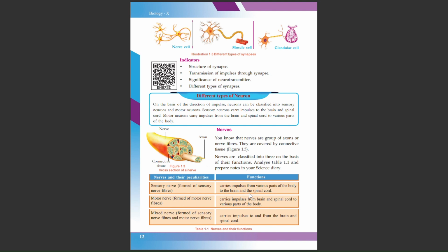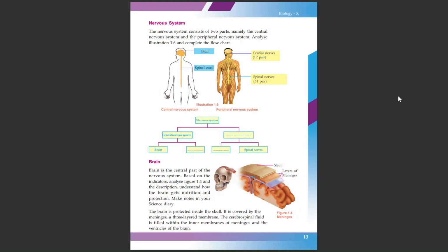So, what do the sensory nerve fibers do? They carry impulses from various parts of the body to the brain and the spinal cord. Easy. And then motor nerves carry impulses from the brain and spinal cord to the various parts of the body. And then the mixed nerve carries impulses to and from the brain and the spinal cord. It does both. That's it about nerves.